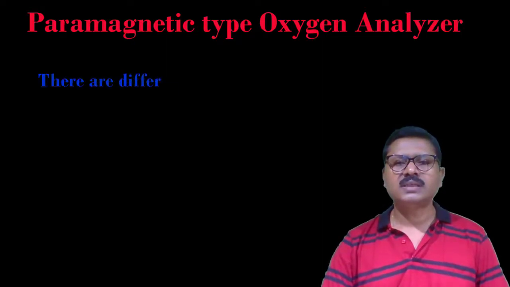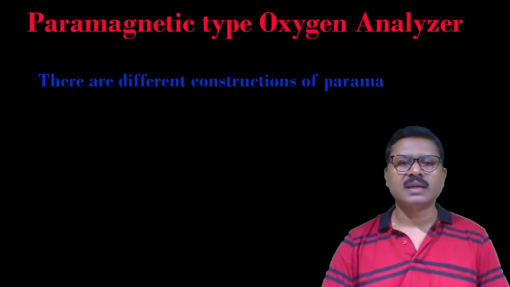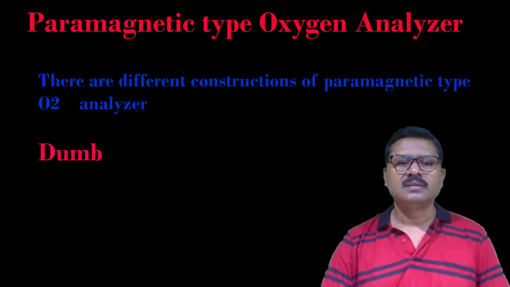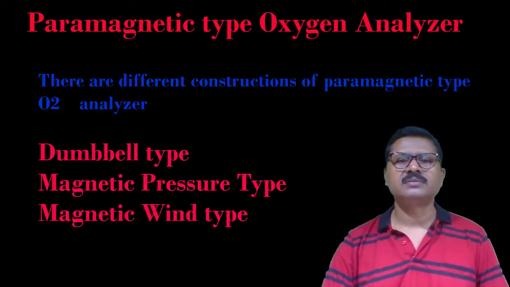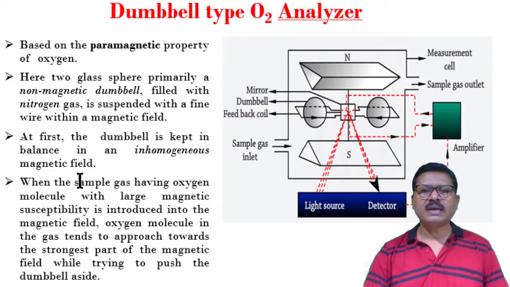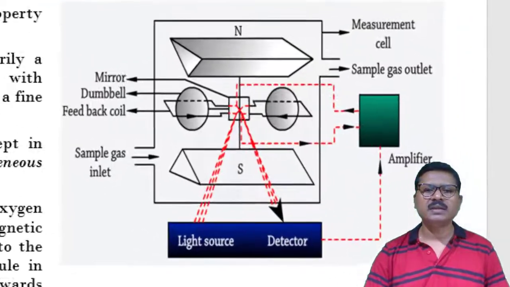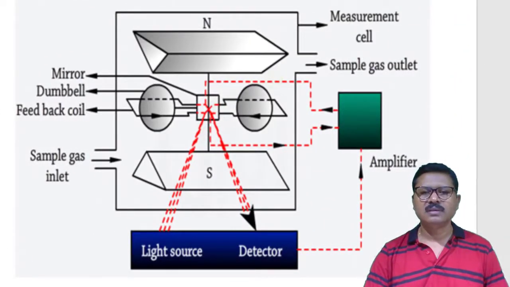There are different constructions of paramagnetic type oxygen analyzer: dumbbell type, magnetic pressure type, magnetic wind type. In this tutorial, I'll discuss the dumbbell type and magnetic wind type. The dumbbell type oxygen analyzer is based on the paramagnetic property of oxygen.